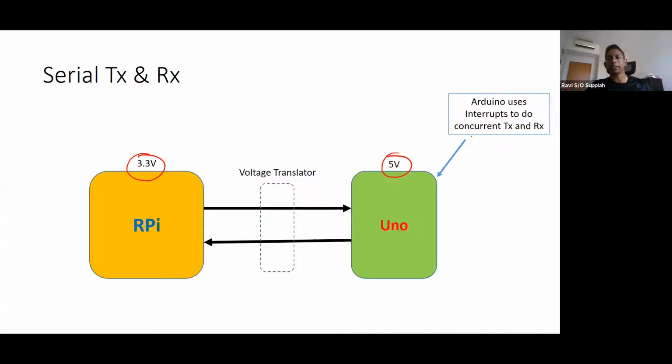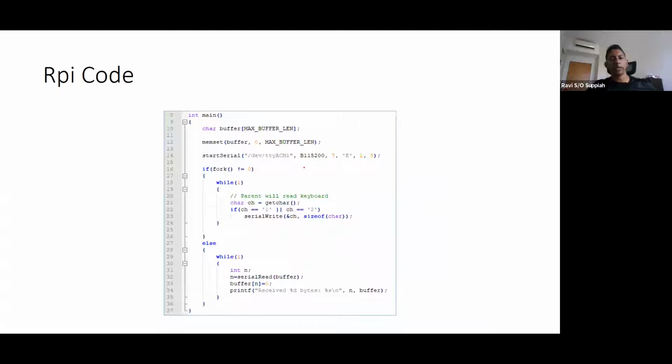Now the other thing is the software aspect. The software aspect is the Arduino. If you look at the code, we are using interrupts to handle transmit and receive. So whenever I transmit or receive, I have interrupts to handle the communication. But for Rpi, if you look at the code that is given to you, you will see that it doesn't use interrupts. It does something like this.